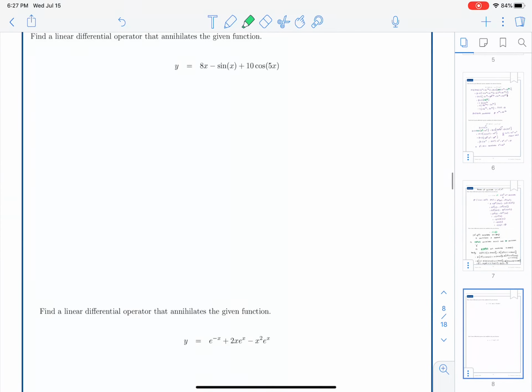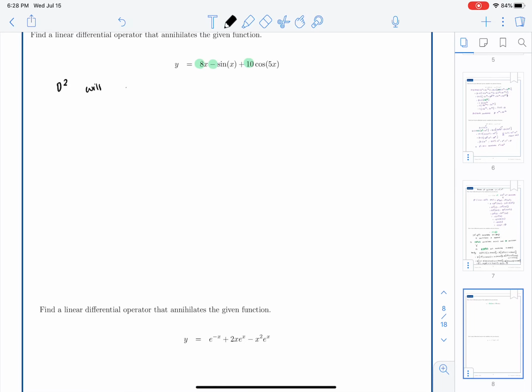Okay, so here we have three functions: 8x, minus sine x, and 10 cosine 5x. These constants typically don't matter. What matters is the form of the function. Since we have x, D squared will annihilate x. Observation 1.